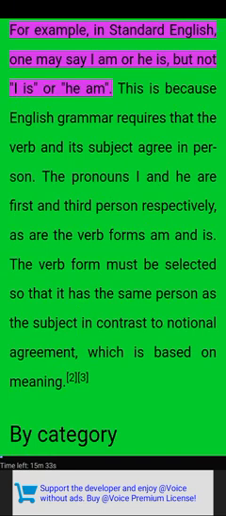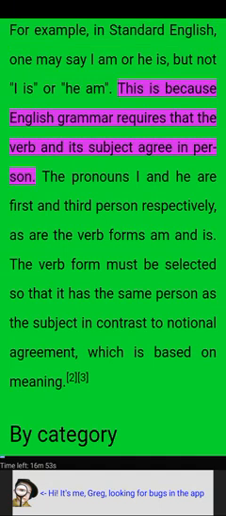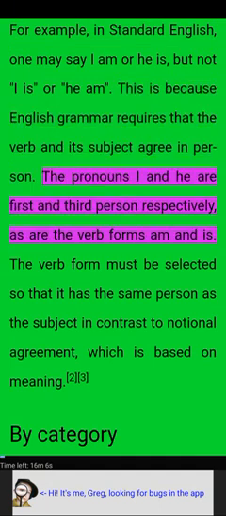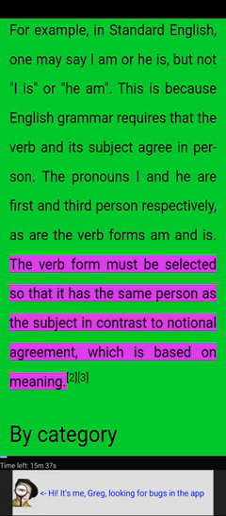For example, in standard English, one may say "I am" or "he is", but not "I is" or "he am". This is because English grammar requires that the verb and its subject agree in person. The pronouns I and he are first and third person respectively, as are the verb forms am and is. The verb form must be selected so that it has the same person as the subject, in contrast to notional agreement, which is based on meaning.